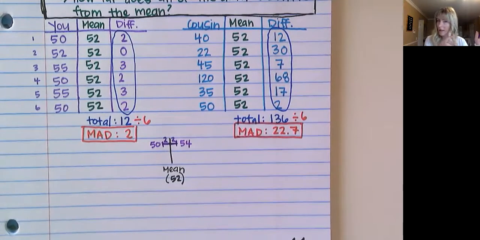And I know you look at it and you're like, I got a couple of 55s, but the MAD really just takes that central value, averages out your differences from that central, and tells you your data was pretty much within 2 of the mean the whole time.